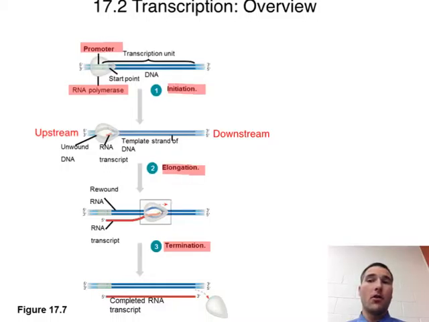The copy is going to be called RNA. Ultimately, it's going to be called messenger RNA if it's going to be used to make a protein. So this slide is going to be an overview and some terminology that you'll hear, and then we will get into the details in the next couple slides.